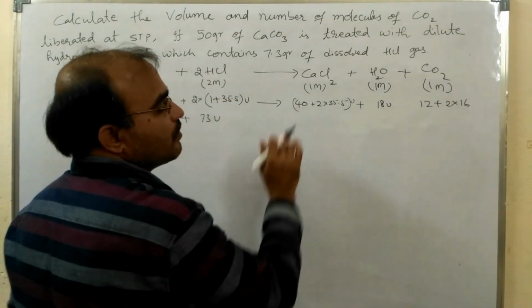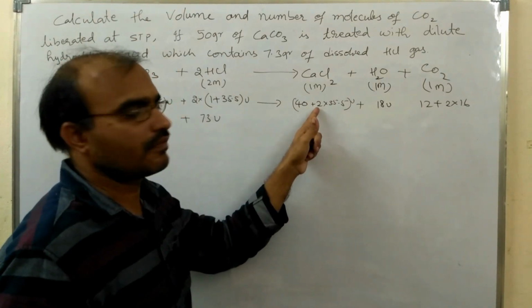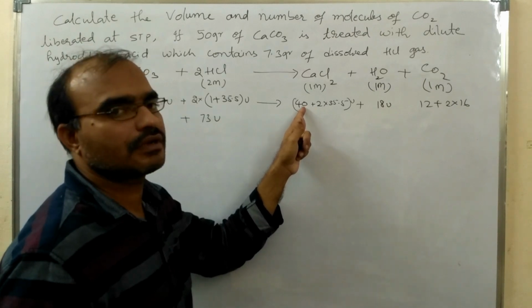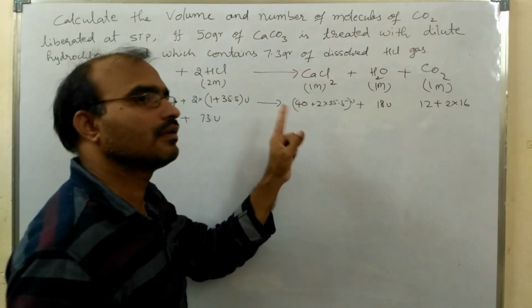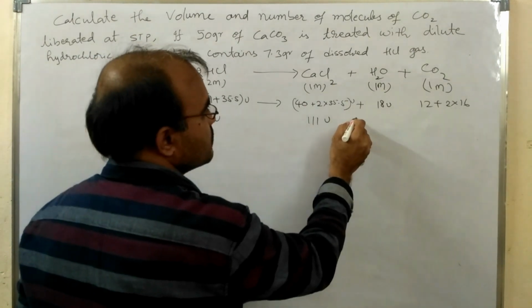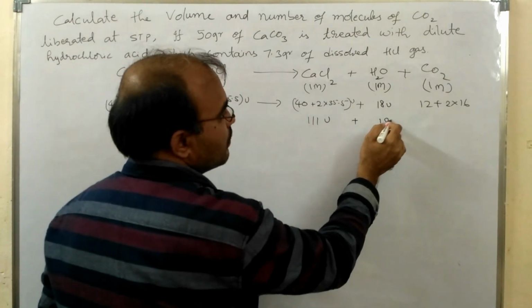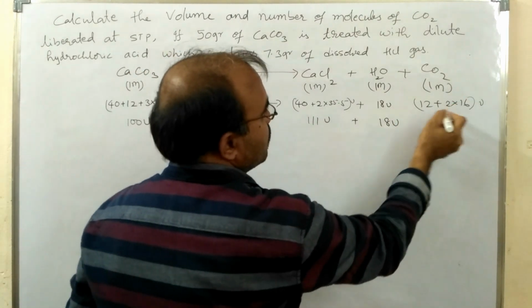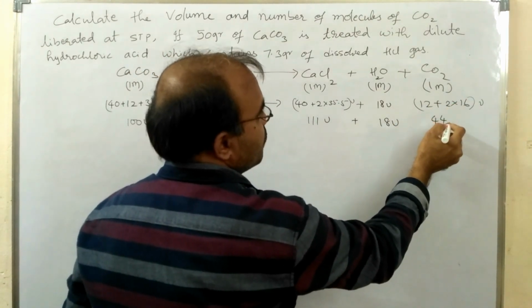35.5 into 2, 35 to 70. 0.5 into 2, 1. So 71. 71 plus 40, 70 plus 40 is 110. 110 plus 1 is 111. So 111 unified mass units plus 18 units. So 16 into 2 is 32. 32 plus 12 is 44 units.